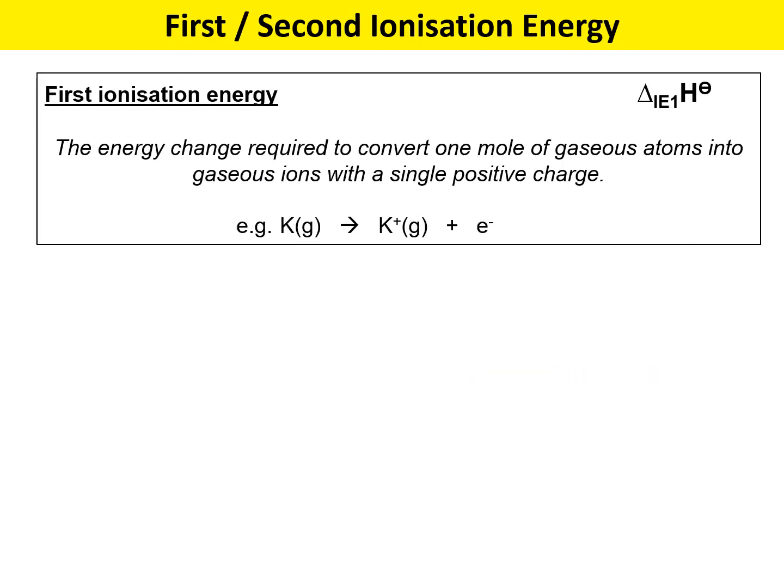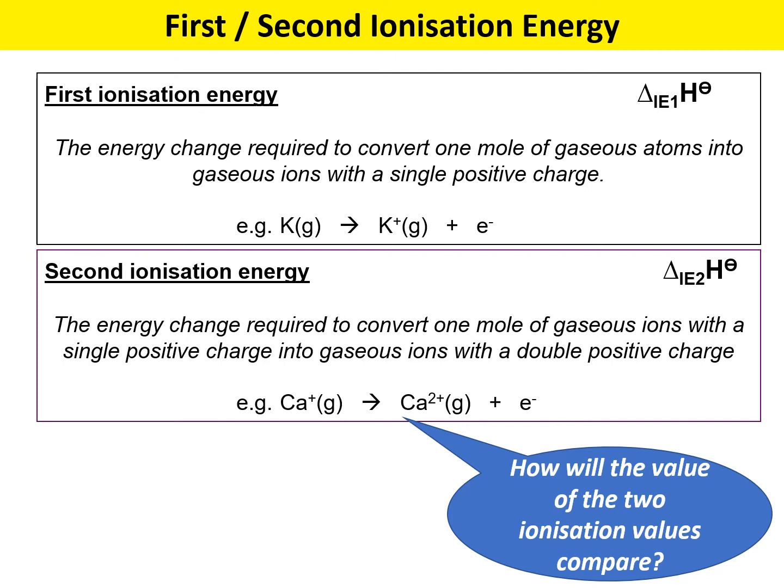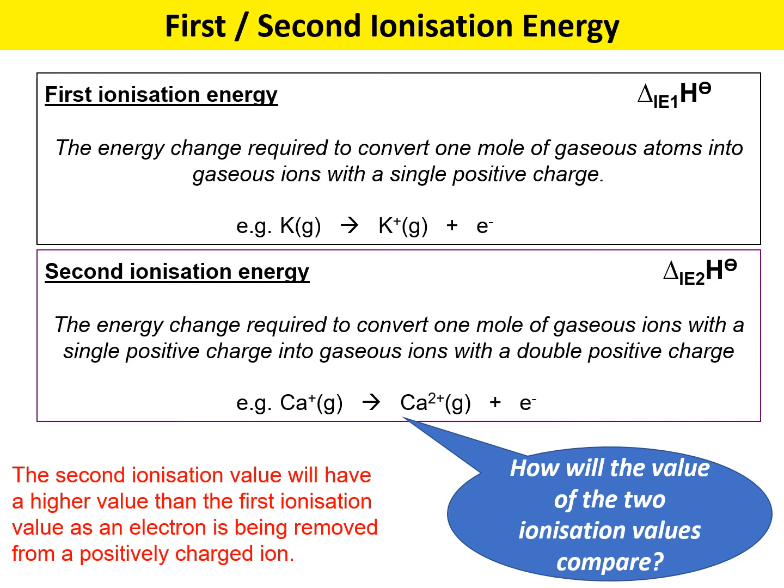We met first and second ionization energies at AS level. How will they compare? They are both endothermic values as we are trying to remove electrons, but we will find that the second ionization value will be much higher than the first, as an electron is being removed from a positively charged ion. Sometimes we will find in calculations a value will be given for both the first and second ionization energy added together.